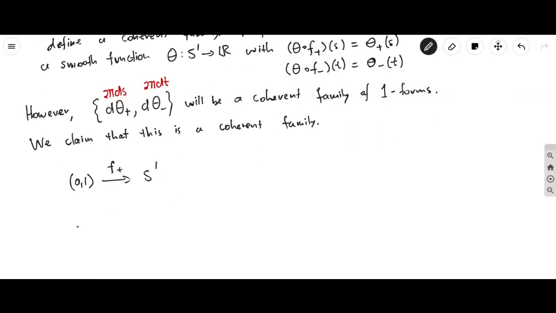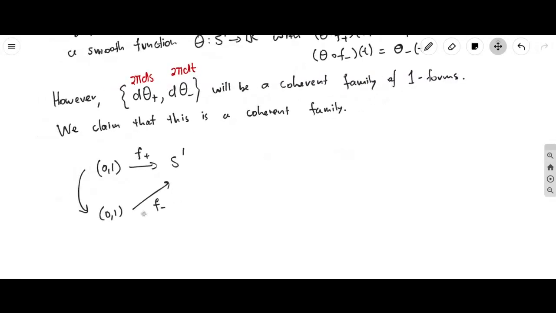You call this F plus. You have a map 0, 1. We call this F minus. And you have a change of coordinates map, which is theta plus composed theta minus inverse. That's the change of coordinates map. And what it does is it takes S and maps it to, well, there's two possibilities that we've talked about. It's S minus a half or S plus a half, depending on whether S is between 0 and a half or a half and 1. So this is the change of coordinates map from this one to this one.